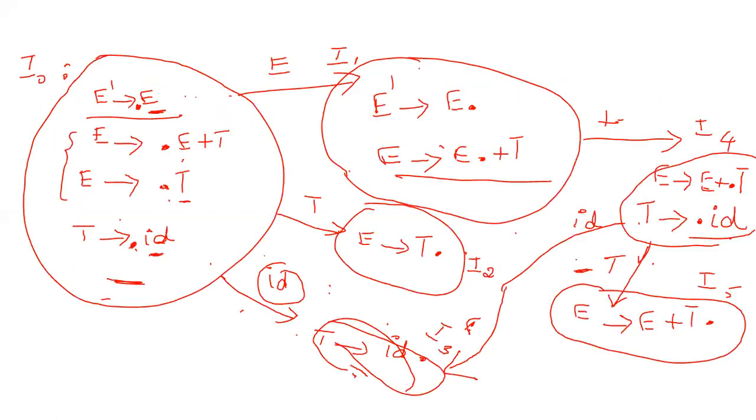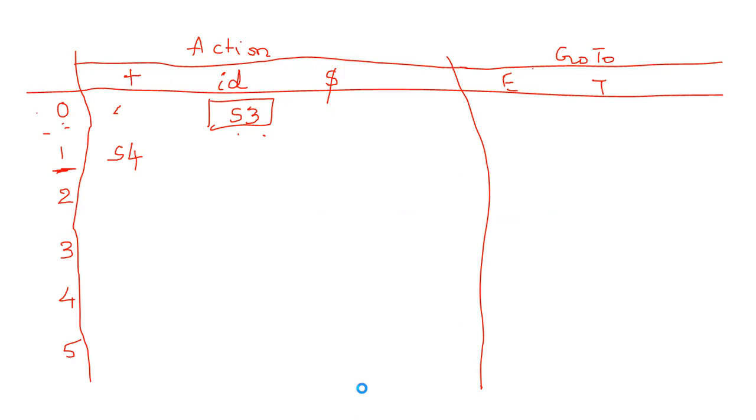Leave as it is. And for I3, I also won't give any input because I3 consists of only one production that also has been read, that is completed, reduced form. So I will not give any input for this I3. Okay, leave it. Next. So for 3 also there is no entry.